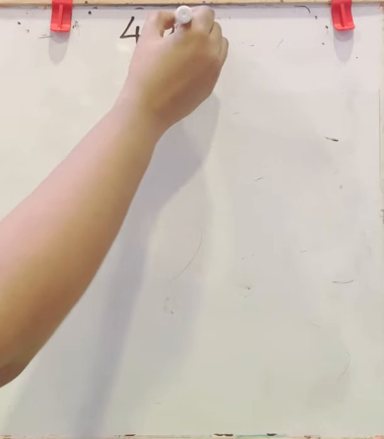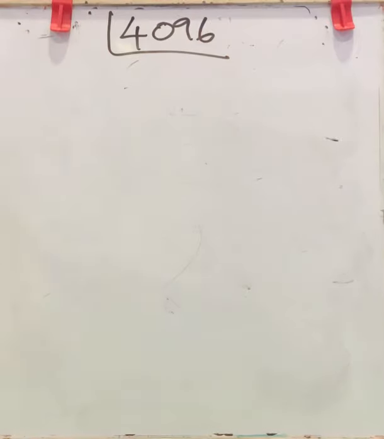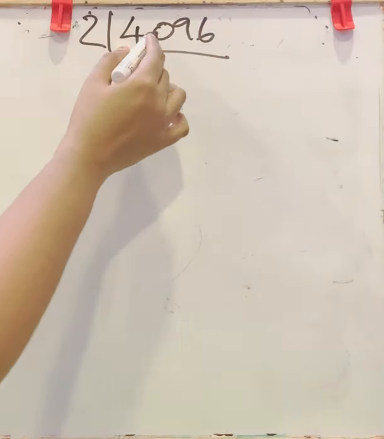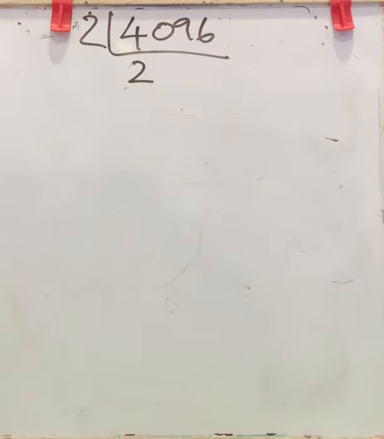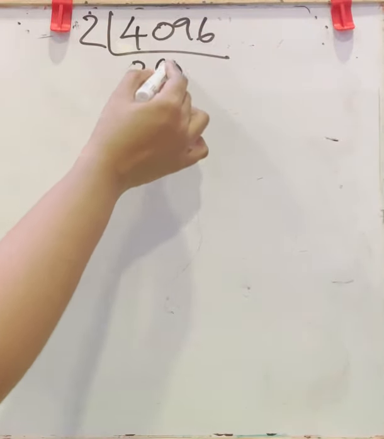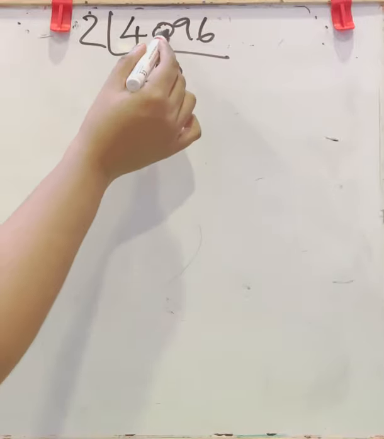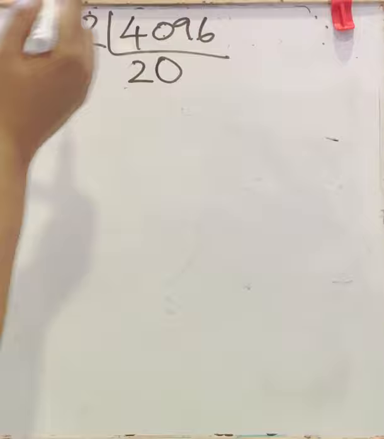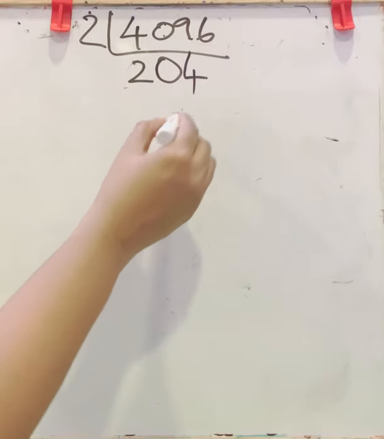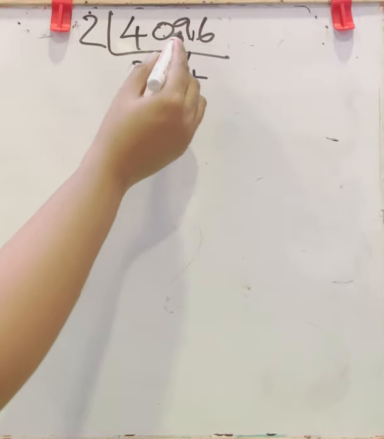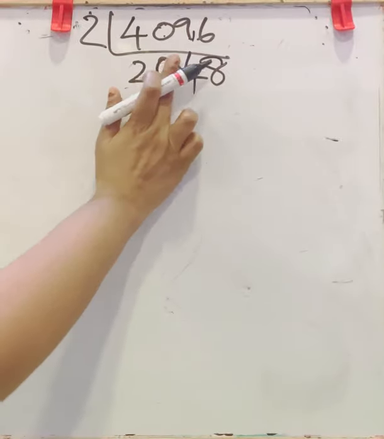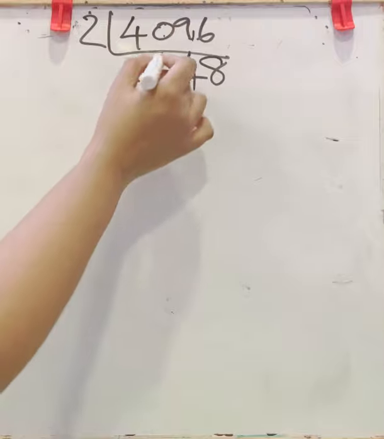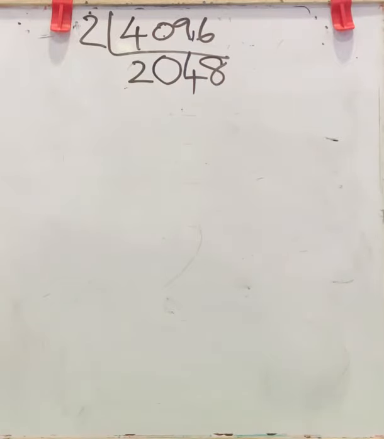Next 4096. 6 is in the unit place. So starting with 2. In 4, 2 2s are 4. Here you can't divide it with 2, so carry down the 0. Don't forget to carry down the 0 because it is not divisible by 2. Now considering 9, in that 4 2s are 8. In 9 balance 1, this becomes 16. 8 2s are 16. If you forget to write the 0 here, the whole answer will be wrong. So remember, you have to write the 0.